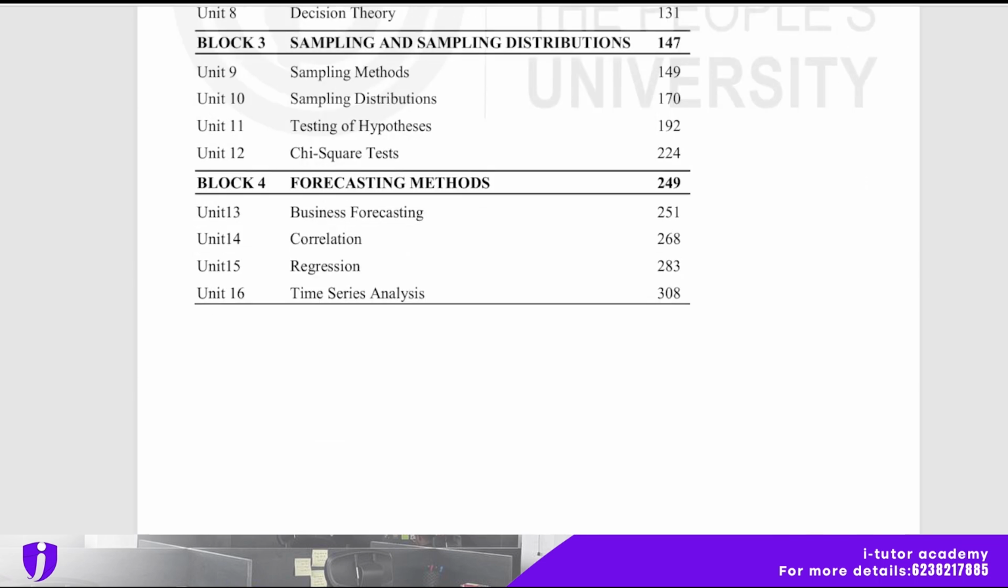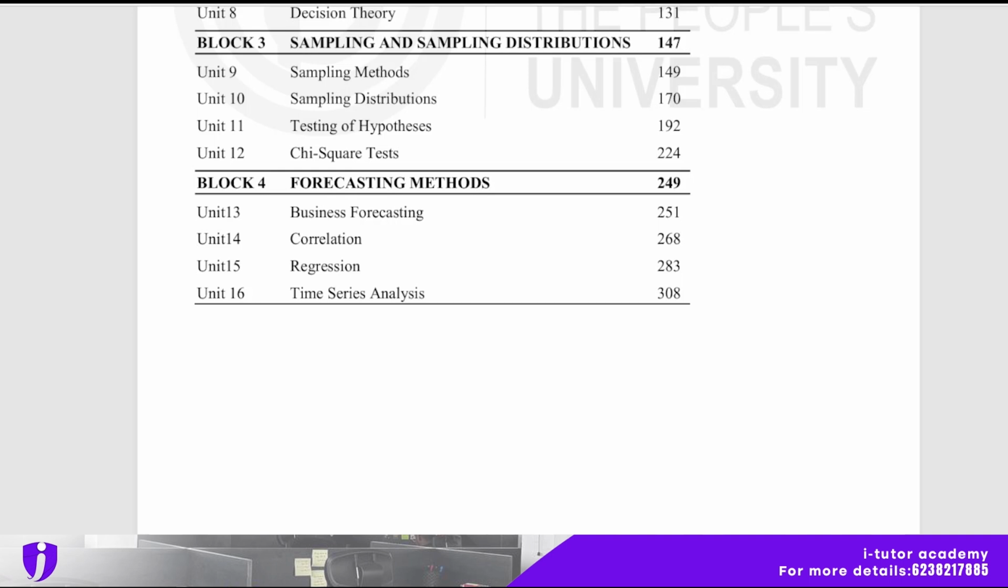And block 3 is sampling and sampling distributions. Under block 3, units 9, 10, 11 and 12 are there, and unit 9 is sampling methods. Unit 10 is sampling distribution, unit 11 is testing of hypothesis, and unit 12 is chi-square test.